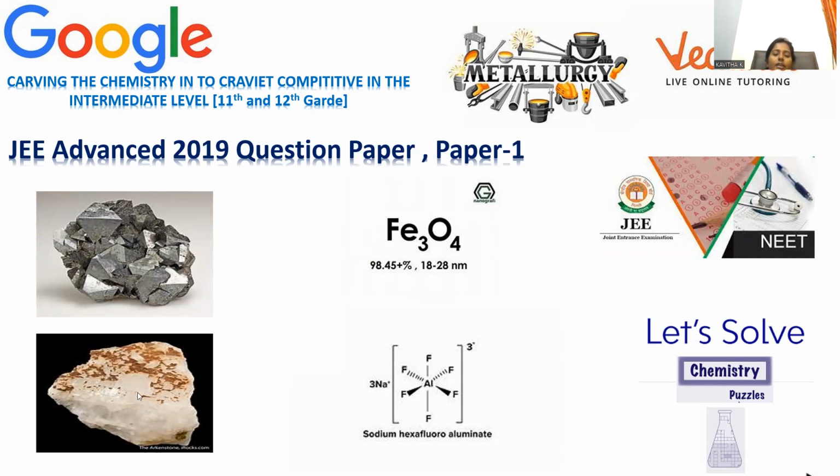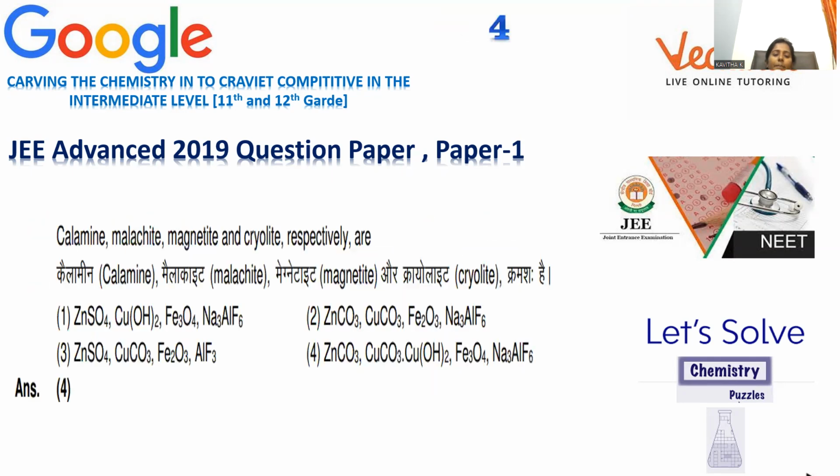This is called cryolite. Cryolite is made up of Na3Al(F6), pronounced sodium hexafluoroaluminate. This is the name of cryolite, and it is most important in the metallurgical process. With that, we completed the entire mapping of all the compounds. For question number 4, option number 4 is the correct answer. Calamine is zinc carbonate. Malachite is copper carbonate and copper hydroxide. Magnetite is ferric oxide. Cryolite is Na3Al(F6), sodium hexafluoroaluminate. So this is a question from the metallurgical process. The fourth option is the correct answer.